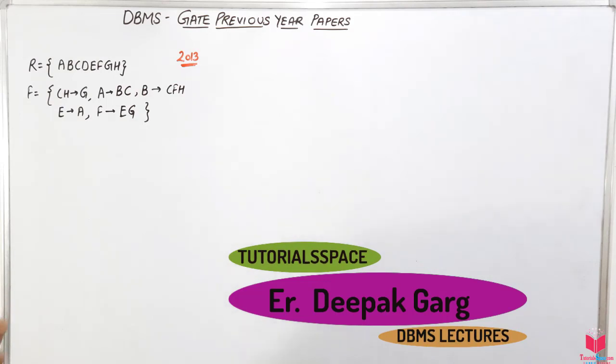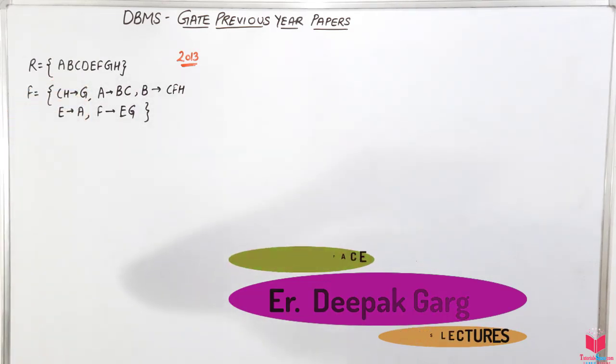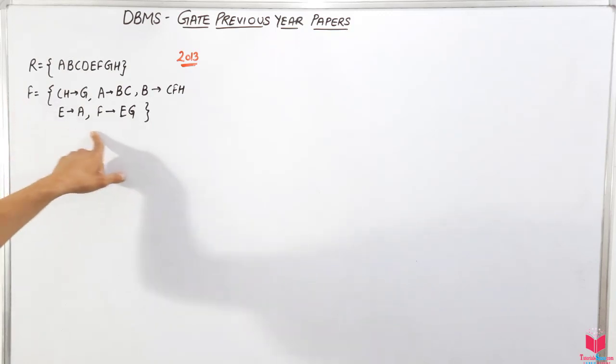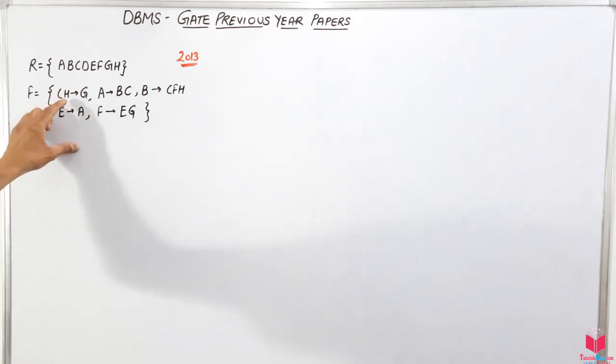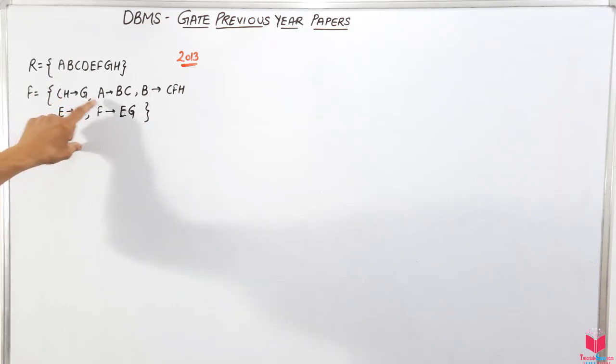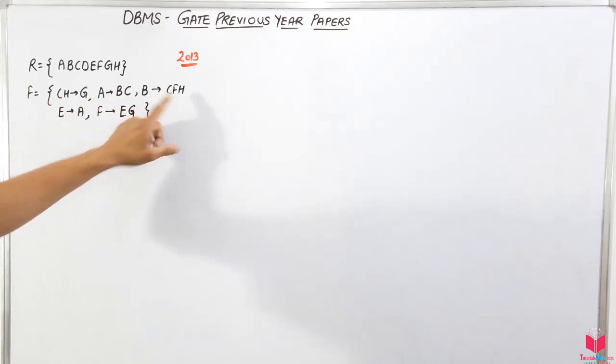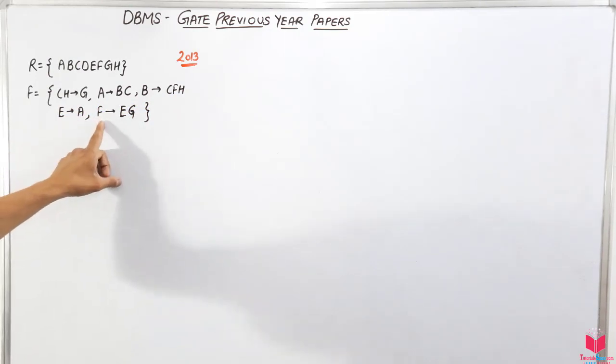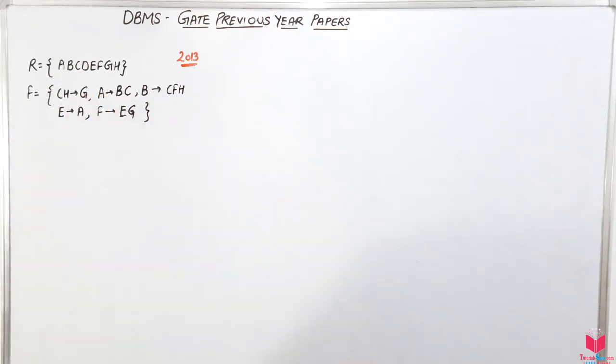We have been given a relation which has the 8 attributes, that is A, B, C, D, E, F, G, H. Then these are the functional dependencies: CH determines G, then A determines BC, then B determines CFH, then E determines A, then F determines EG. Okay guys, these are the functional dependencies.